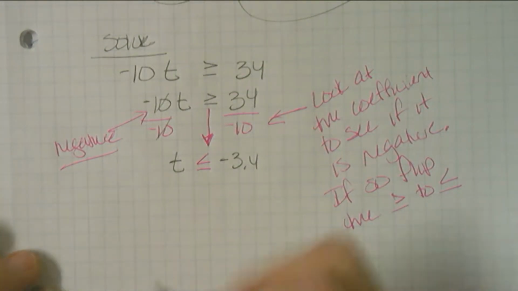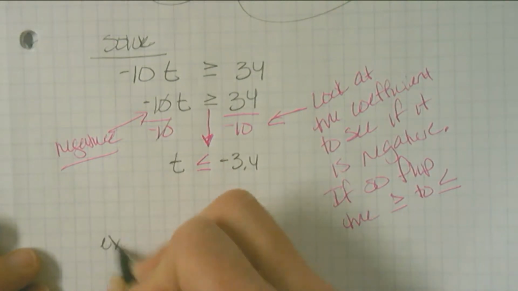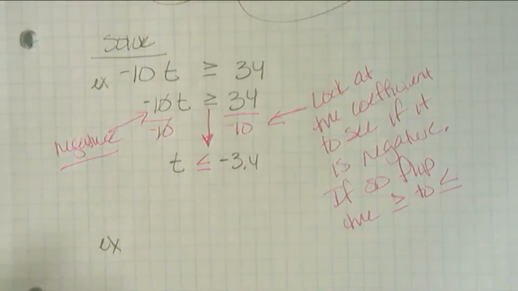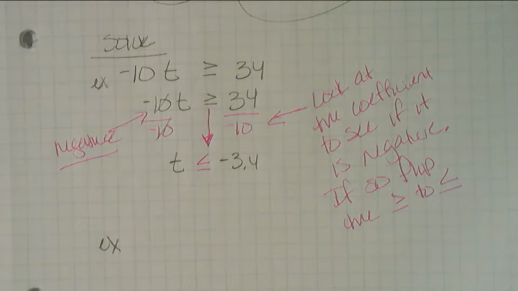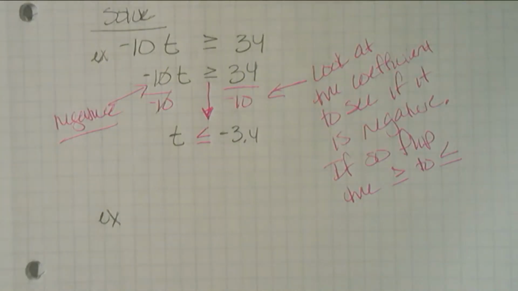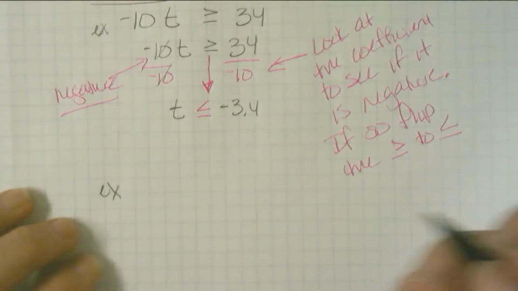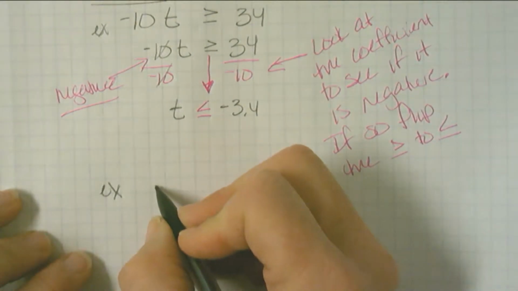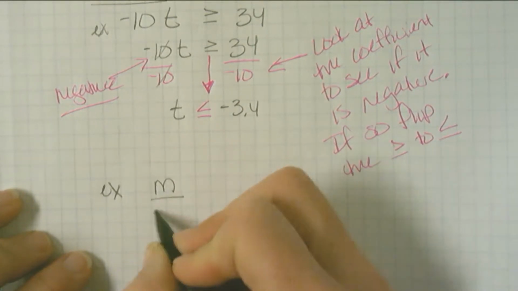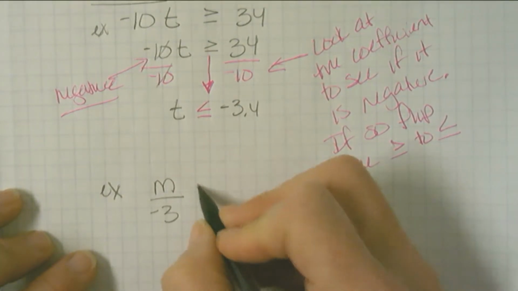All right. Now, the reason I focused on the coefficient and that x over 2 is the same thing as 1/2 times x is because in your book they have something like this. I want to solve m divided by 3 is greater than 3.